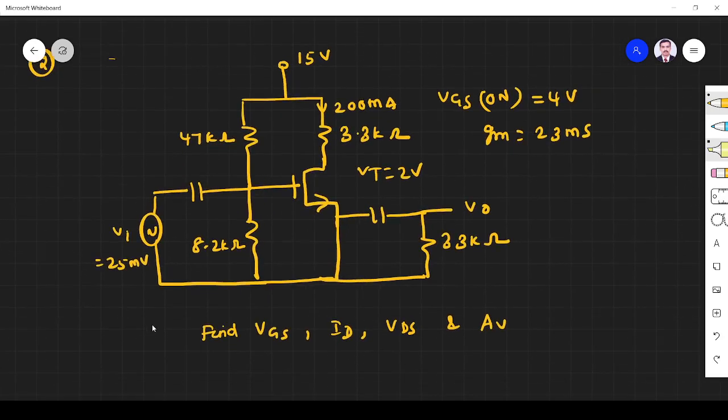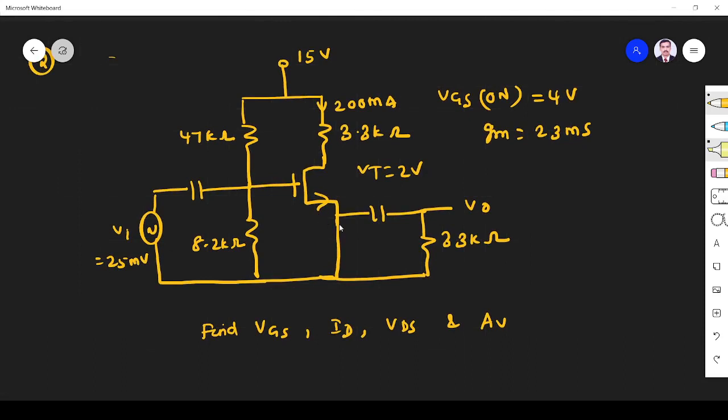The next problem: they have given a common source amplifier. What we have to find is VGS, ID, VDS, and then Av. So this is source, gate, drain. Source is common to both input and output, so it is common source.